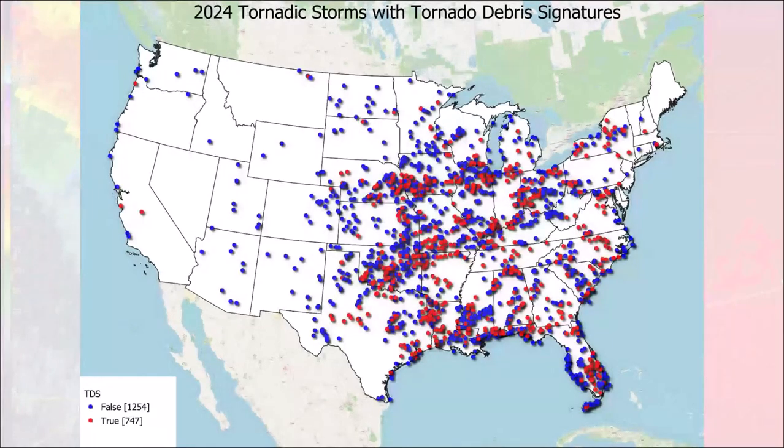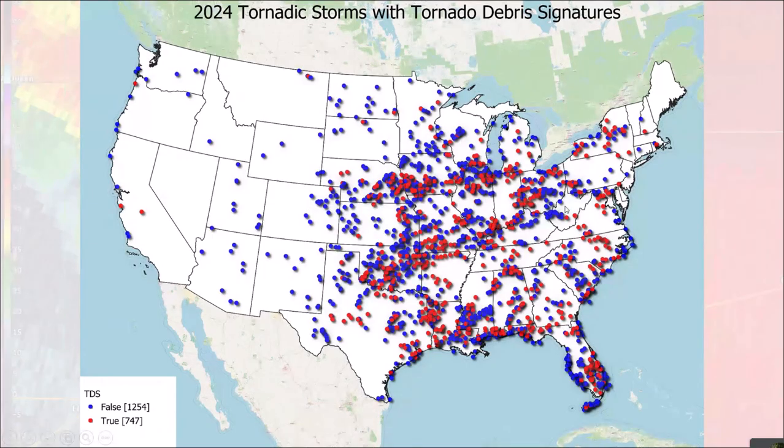Here's the CONUS-wide view of which storms or tornadoes produce TDSs. Again, this is still a little subjective, but I looked for areas of 20 dBZ or greater in relationship to the storm feature and made sure it made somewhat sense that it was a tornado debris signature. Quite a few tornadoes featured TDSs, especially over the eastern part of the United States.